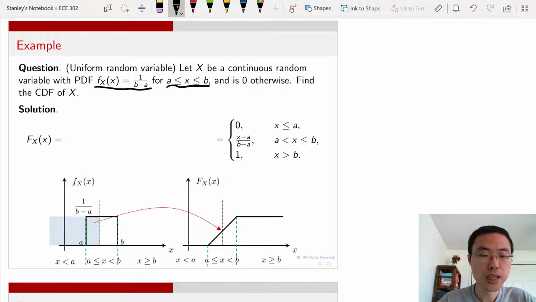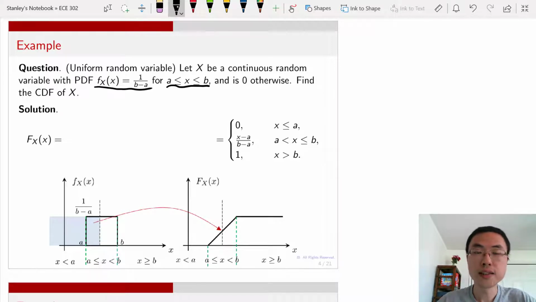The picture of this PDF is shown here, where you have a 0 everywhere until you hit a, and then you go to a constant level, and it stays constant until it reaches b, and then it becomes 0 again. So this is the PDF of the random variable X. The height of this PDF is 1 over b minus a, because you want to make sure that the PDF integrates to 1. So this is a PDF, and our goal is to find the CDF of this PDF.